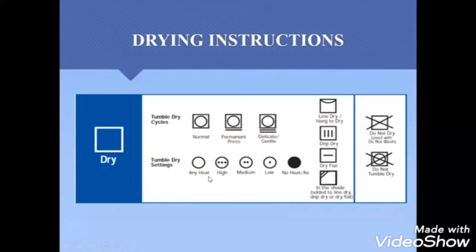drying. Drying instructions also include the way the fabric has to be spread for drying. It can be line drawing, drip dry, dry flat, or it can be dried in shades. In shade. Warning can be indicated by a square with a cross indicating do not dry, and a symbol with a circle in a square indicates with a cross indicates that do not tumble dry.